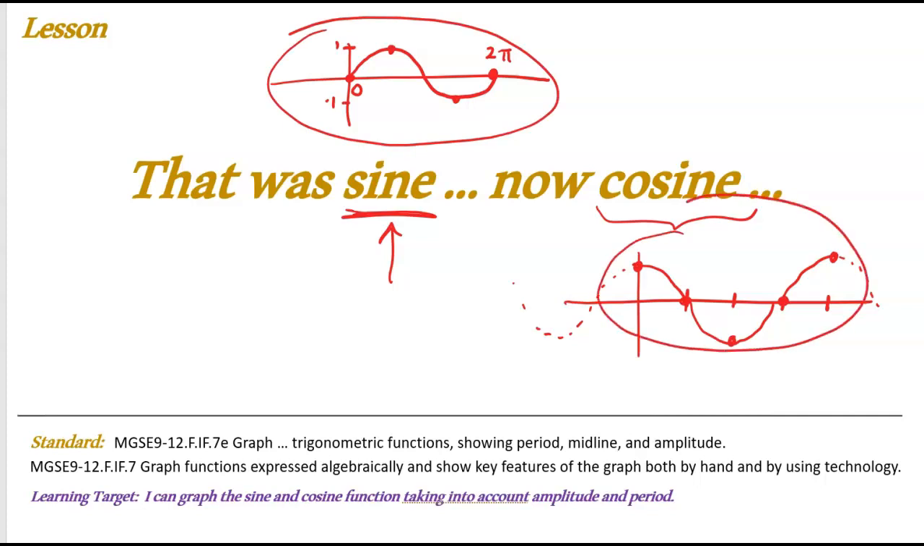Cosine, once again, that's 2 pi, 0, pi, 2 pi. So we're labeling the x-axis from 0 to 2 pi, and just filling in a few points. That's going to help us in a minute when we start doing some examples. Okay, so that's original sine of x, original cosine of x, the parent graphs.